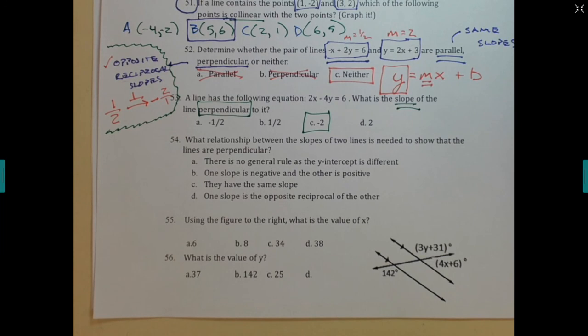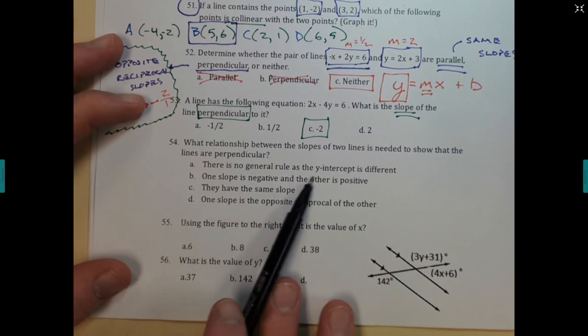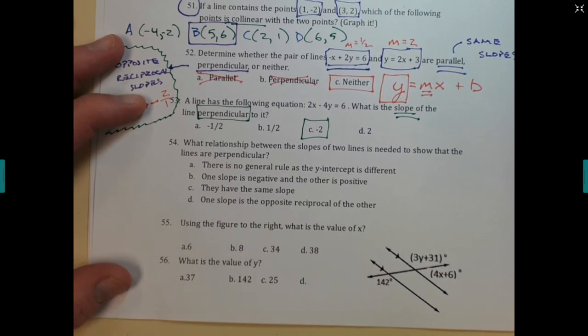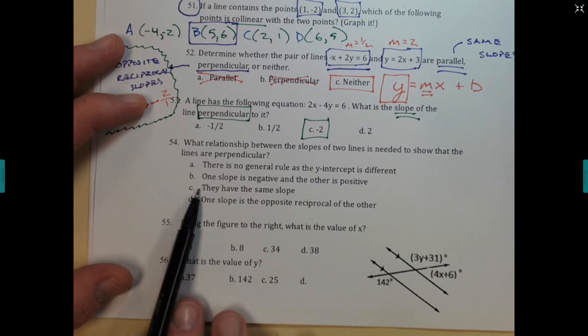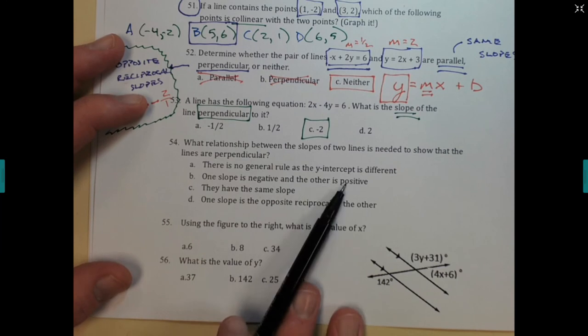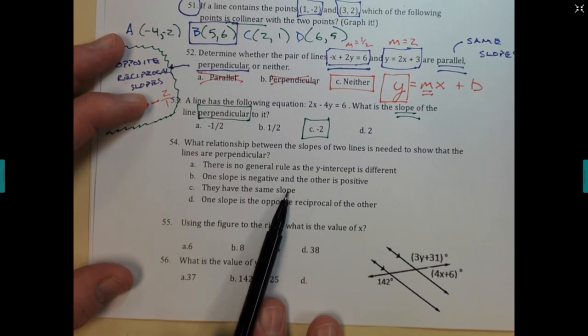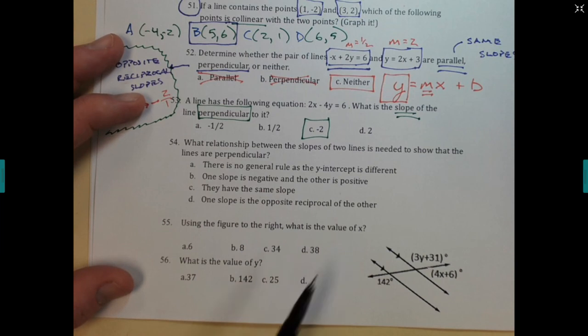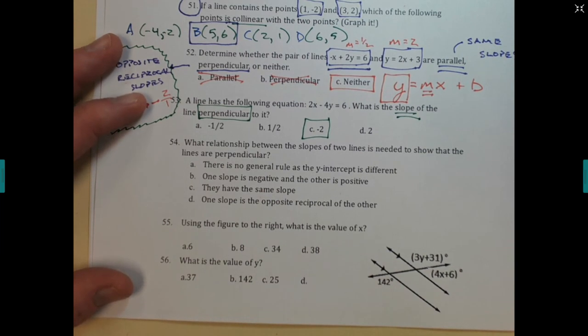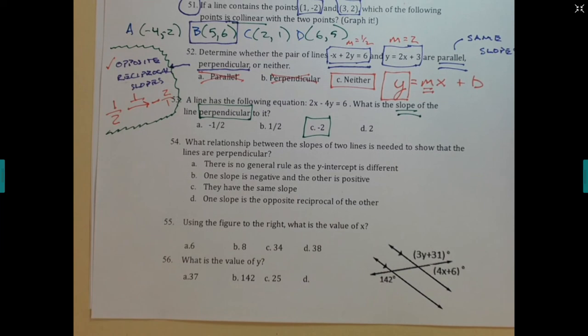54, what relationship between the slopes of two lines is needed to show that the lines are perpendicular? Choice A says there's no general rule as the y-intercept is different. B, one slope is negative, the other is positive. C, will they have the same slopes? Or D, one slope is the opposite reciprocal of the other? We better know the answer to this, if we're even following along.